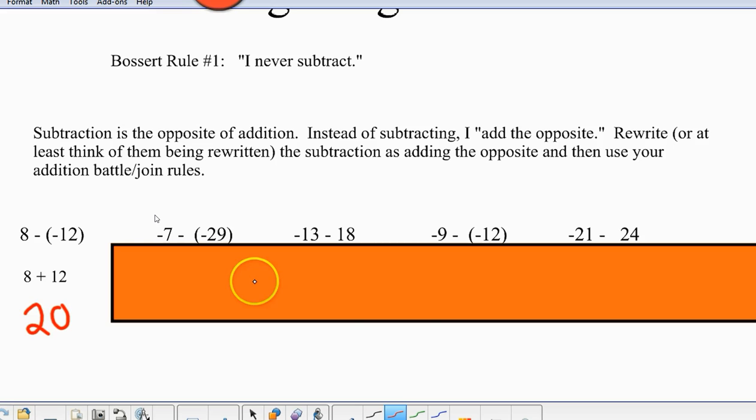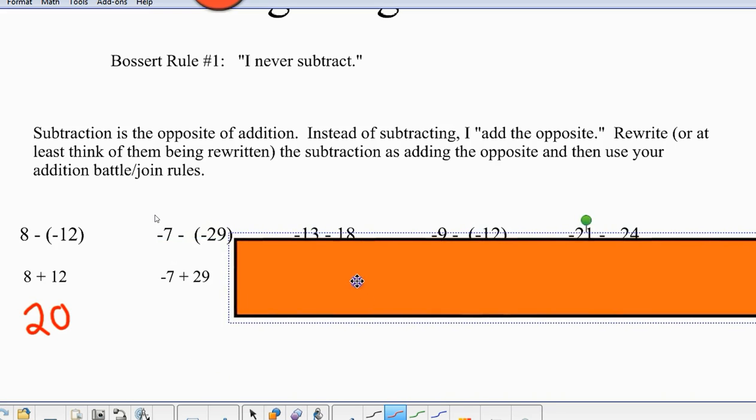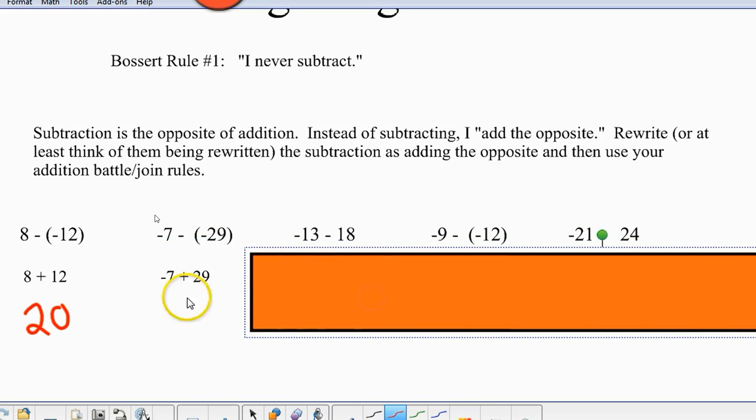All right. Negative 7 minus negative 29. I'm going to rewrite it or think of it as negative 7 plus the opposite of negative 29, which is positive 29. So now, is this a battle or join? This is a battle. The positives will win by 22.